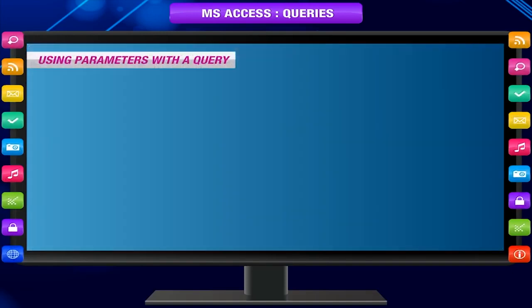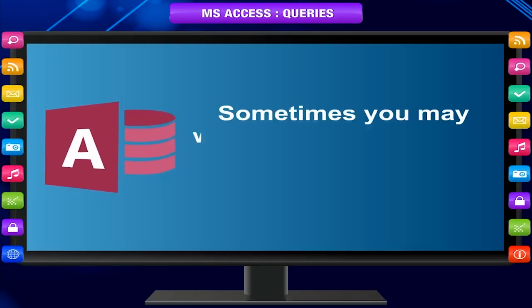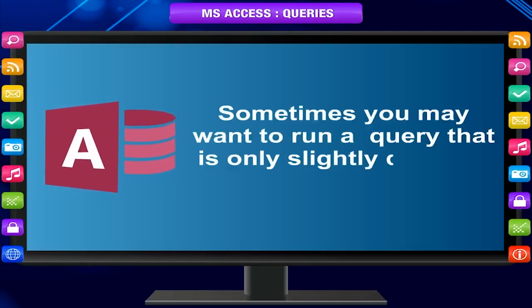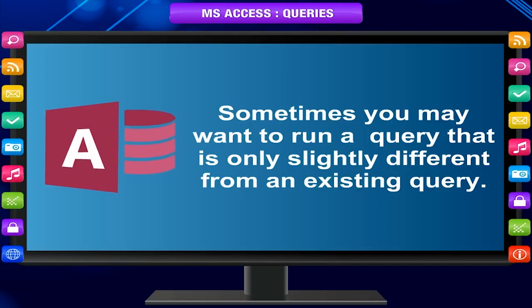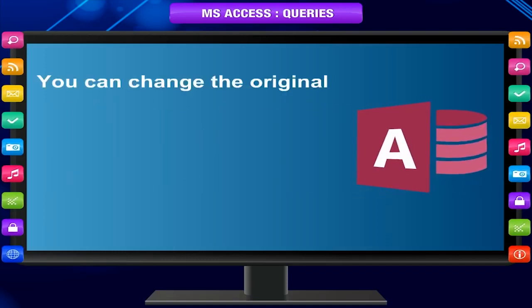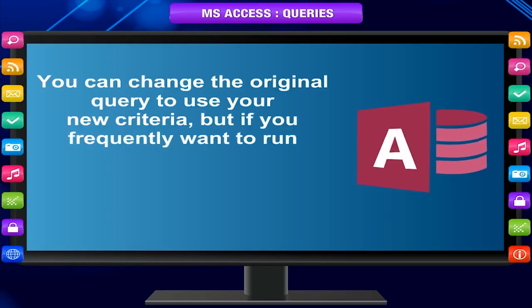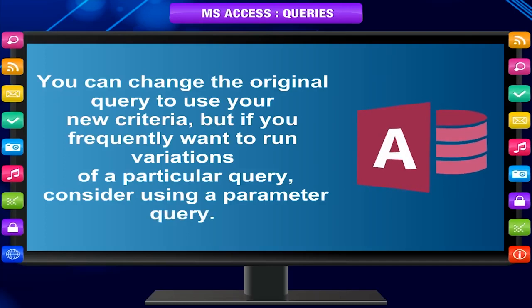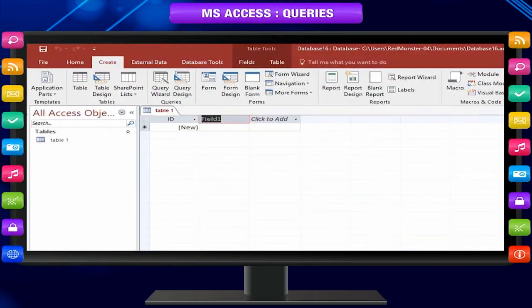Using parameters with a query. Sometimes you may want to run a query that is only slightly different from an existing query. You can change the original query to use your new criteria, but if you frequently want to run variations of a particular query, consider using a parameter query. When you run a parameter query, the query prompts you for field values and then uses the values that you supply to create criteria for your query.